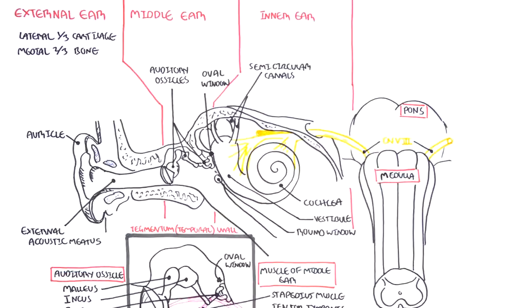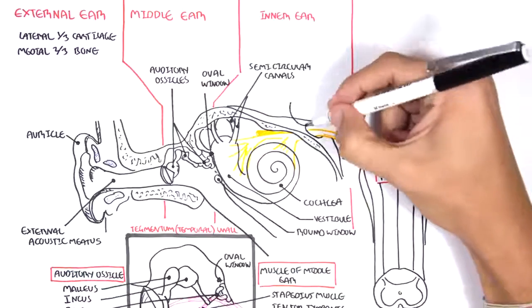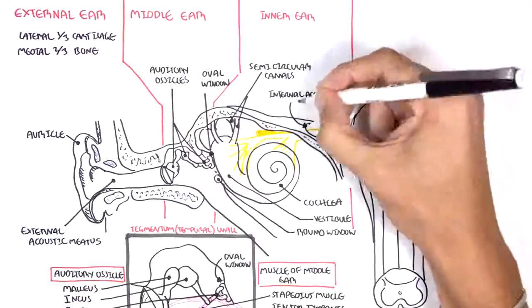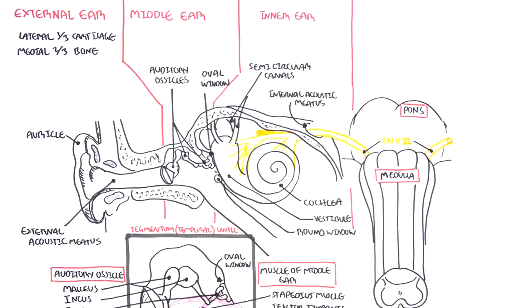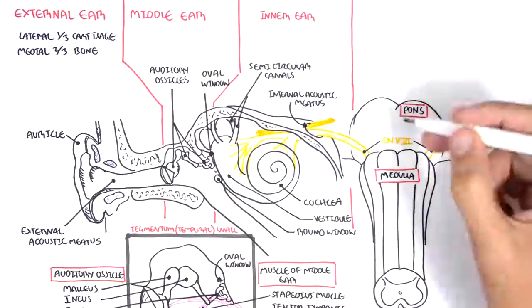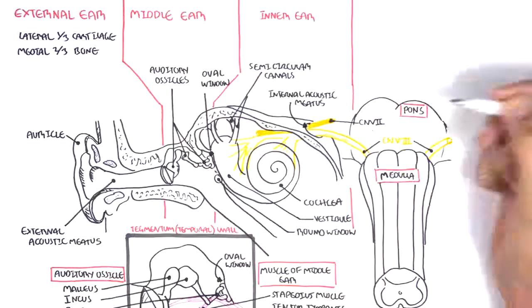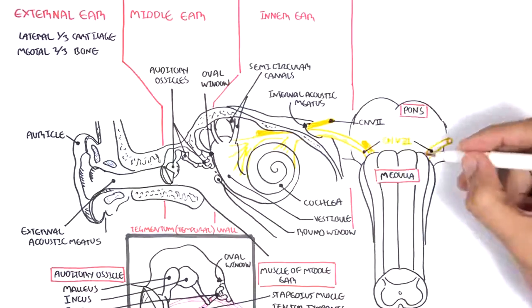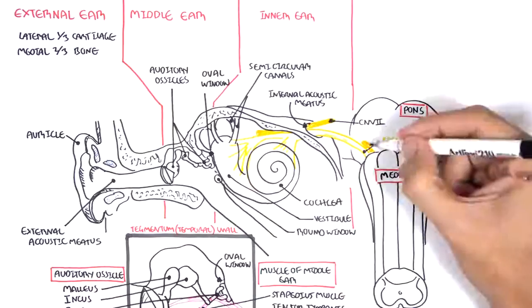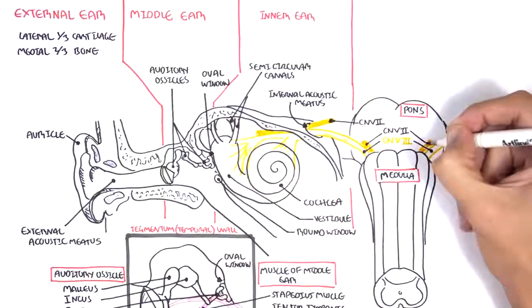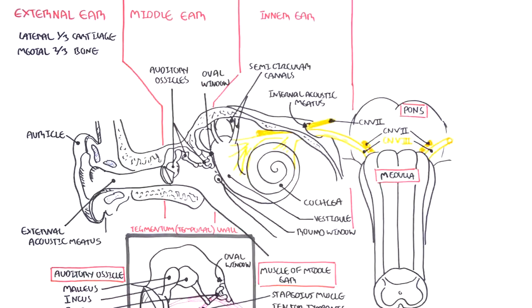So there's another cranial nerve that travels along together with the vestibulocochlear nerve through the internal acoustic meatus. This cranial nerve is cranial nerve number 7, also known as the facial nerve. The facial nerve also originates in the pons next to the vestibulocochlear nerve and is responsible for muscles of facial expression, secretory glands, amongst many other things.